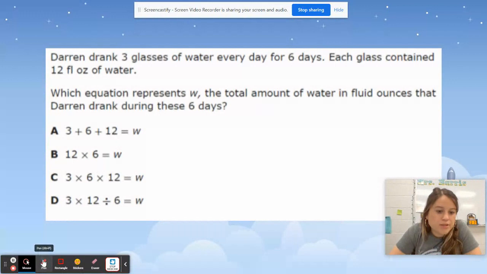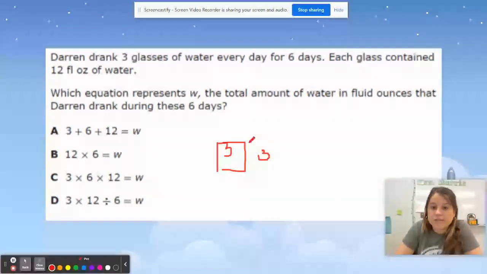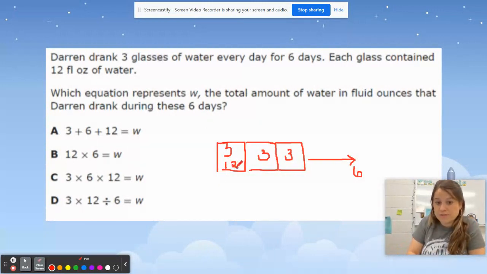Okay, so let's read this one carefully. Darren drank 3 glasses of water every day for 6 days. Okay, so 3 glasses of water on the first day. 3 glasses of water on the second day. Okay, I'm just drawing out exactly what's happening. 3 glasses of water on the third day, and we know he went for 6 days. Okay, each glass contained 12 ounces of water. Okay, so it was 3 glasses, but it was 12 ounces. Put a little Z there. 12 ounces. 3 glasses, 12 ounces each day.